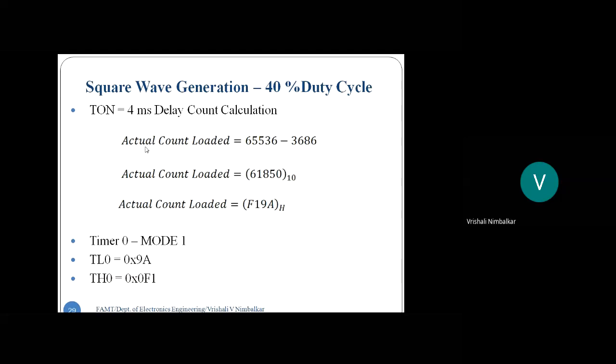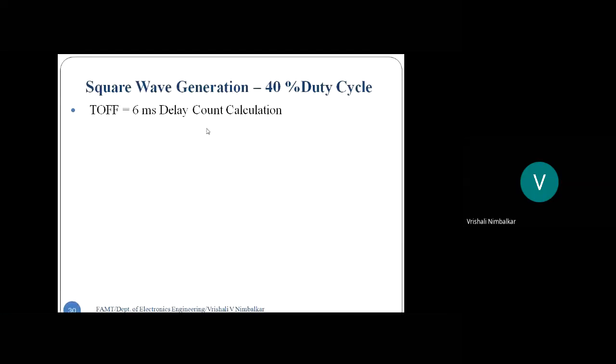Many times in the exam, they clearly mention to show the delay calculations. So you need to show these calculations, students, and then we need to write the program. Now we will find out the off time period. T off is 6 milliseconds.